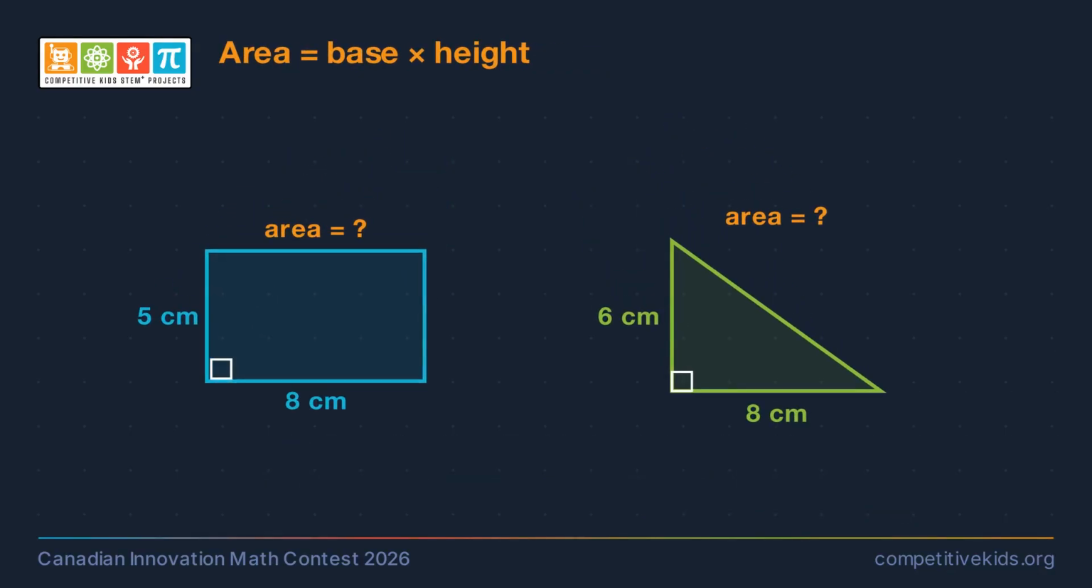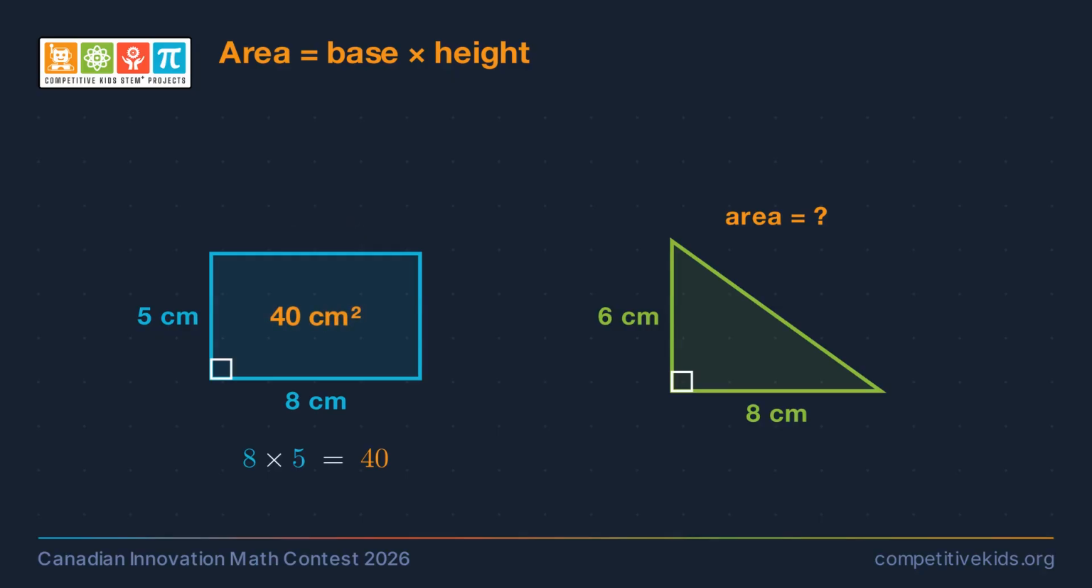Start with the rectangle. Area is base times height. The base is 8, the height is 5. 8 times 5 is 40, so the rectangle covers 40 square centimeters.